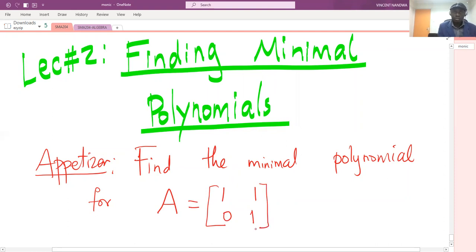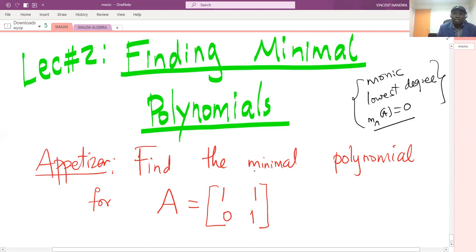One thing that you have to remember in mathematics: you can't answer a problem if you don't know the definition of the thing that you want to calculate. So let me remind you that the minimal polynomial for a square matrix is a monic polynomial, which means that the leading coefficient must be 1, of lowest degree, and such that the matrix A satisfies that given polynomial.